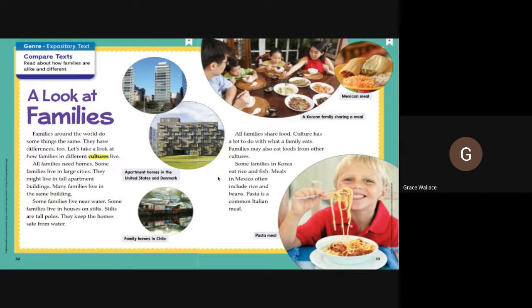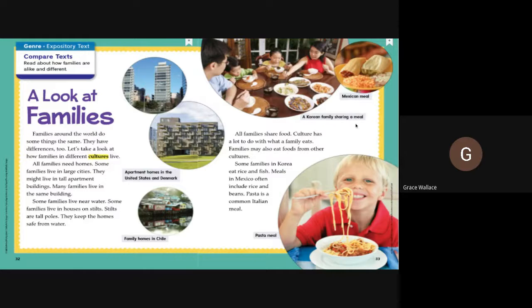All families share food. Culture has a lot to do with what a family eats. Families may also eat food from other cultures. Some families in Korea eat rice and fish. Meals in Mexico often include rice and beans. Pasta is a common Italian meal.